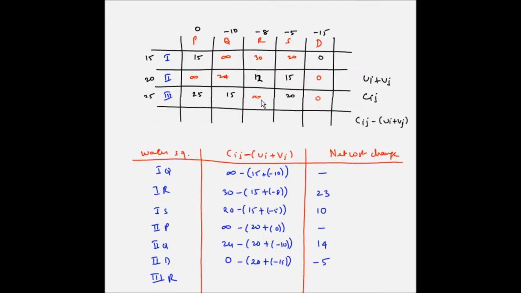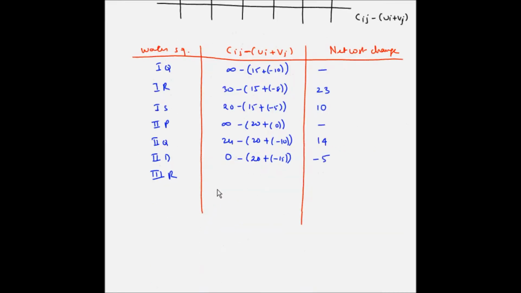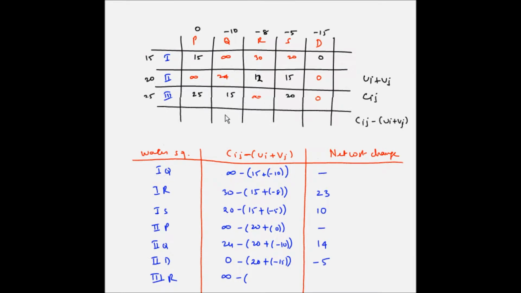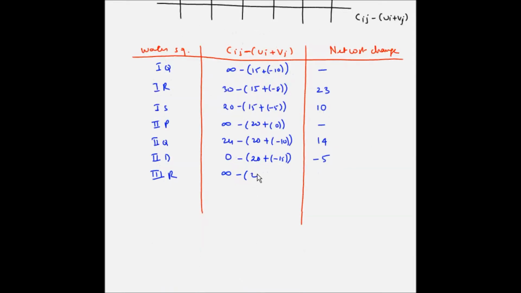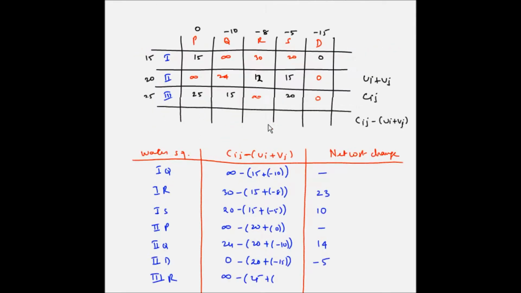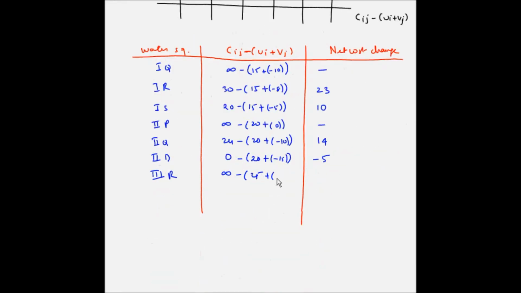So this has a Cij value of infinity, and minus ui is 25, plus vj is minus 8. So this becomes 25 minus 8, but we have infinity in this whole equation, so let's skip this value.